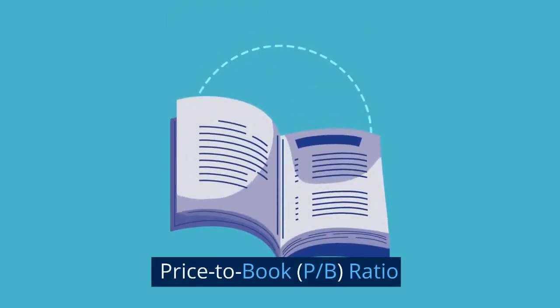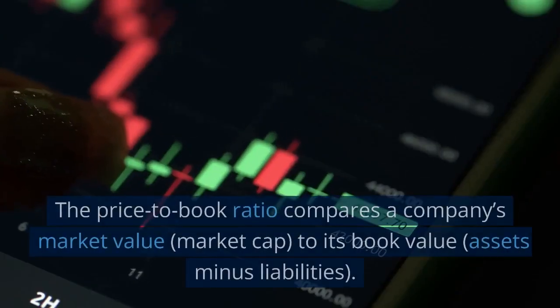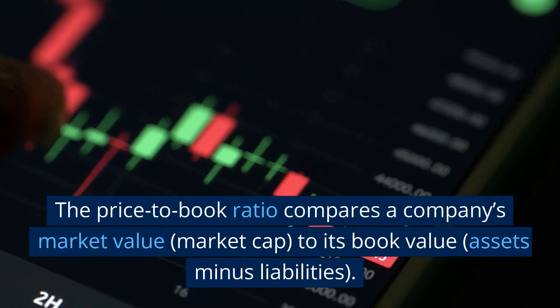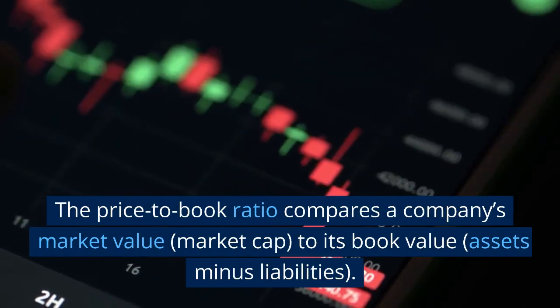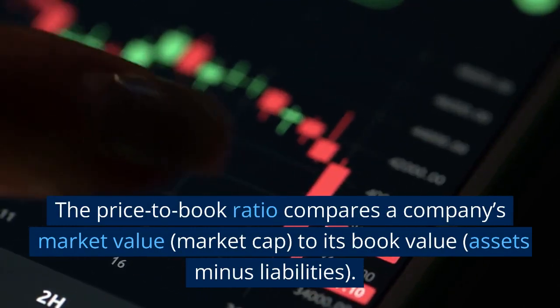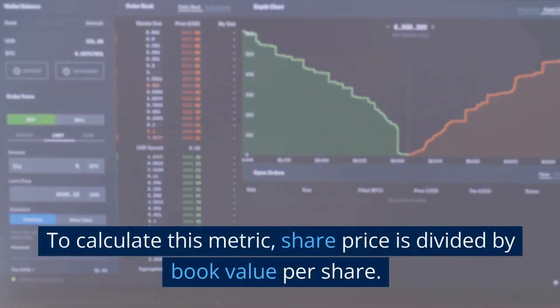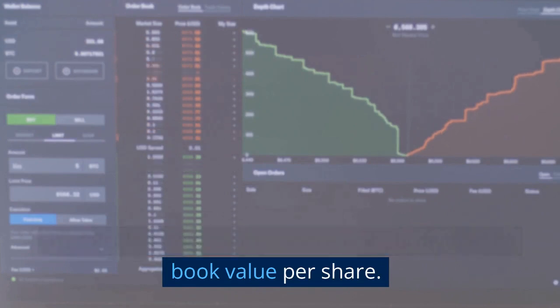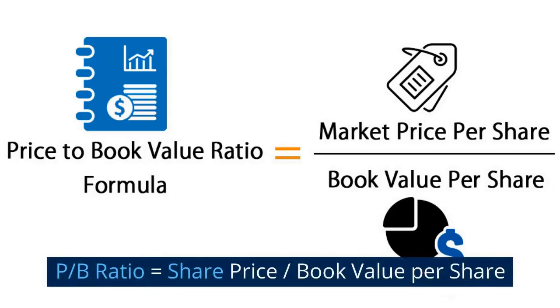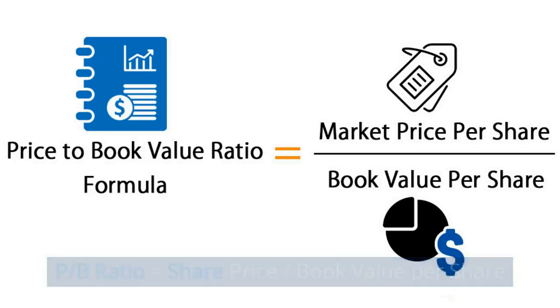Price to book, P/B ratio. The price-to-book ratio compares a company's market value, market cap, to its book value, assets minus liabilities. To calculate this metric, share price is divided by book value per share. P/B ratio equals share price divided by book value per share.